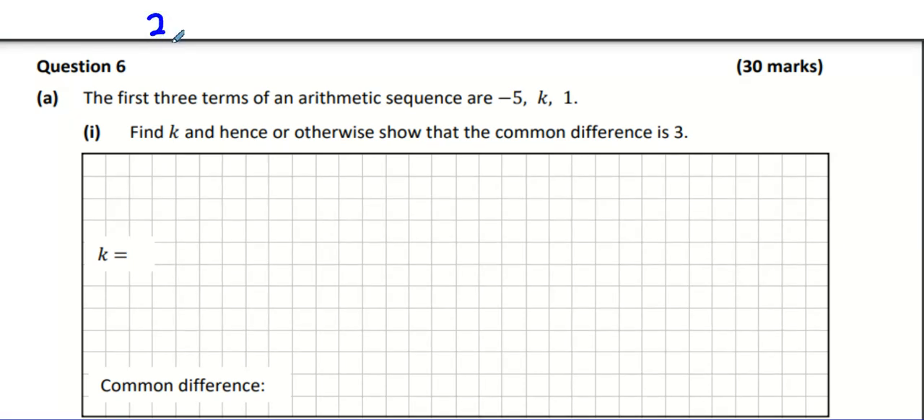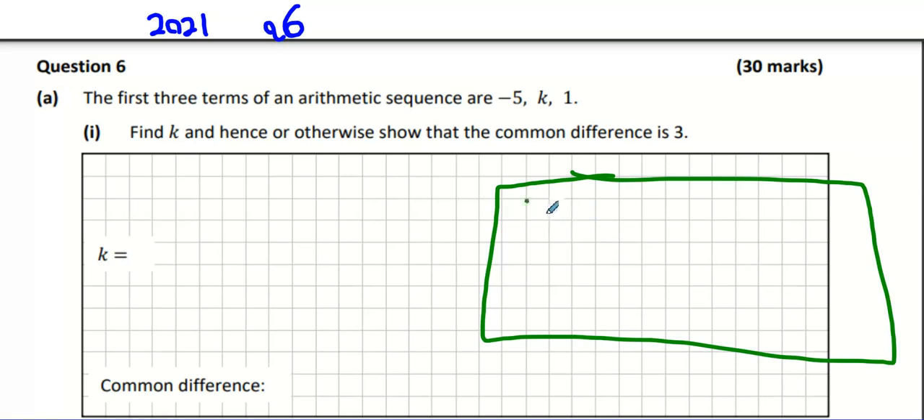This is 2021, and this is question 6. Now, to deal with arithmetic sequences, and this has nothing to do with the question. Imagine I set up 4 terms of a sequence, and here's what it is.